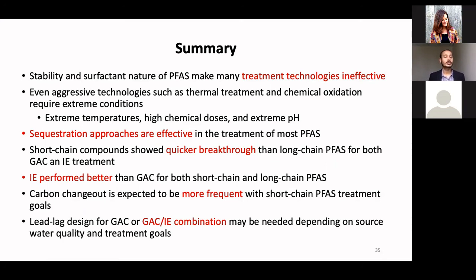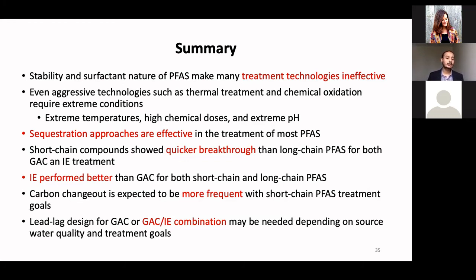and they require extreme conditions like high temperatures, high chemical doses, and extreme pH to break them down. However, among existing technologies, sequestration approaches are the most effective in treating most PFAS. These include granular activated carbon, ion exchange treatment, and reverse osmosis. Short chain compounds showed quicker breakthrough than long chain compounds for both granular activated carbon and ion exchange treatment systems. Ion exchange treatment performed better than GAC in both cases because of its dual action of both hydrophobic interaction and electrostatic interaction with PFAS molecules.